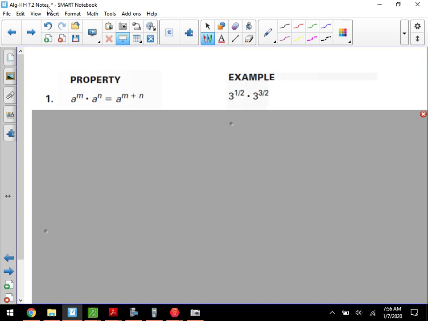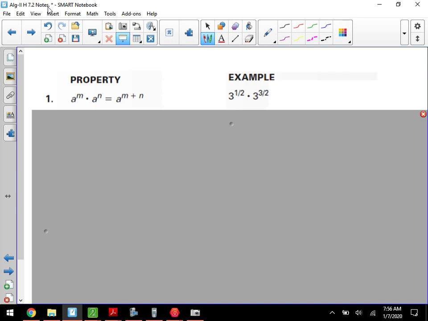So it's 1/2 plus 3/2, which is 4/2, otherwise known as 2. So your answer would be 9. Now, would this change if these were variables? No, it'd be the same thing, same principle. If it's x to the 1/3 times x to the 2/3, what do you get? x to the 3/3, which is x to the 1st.